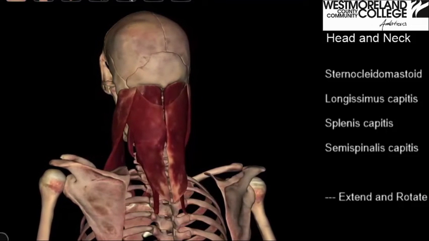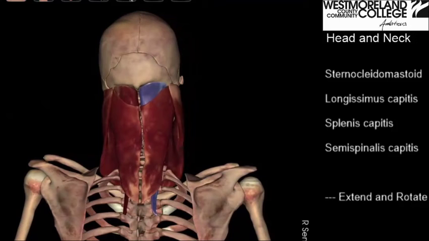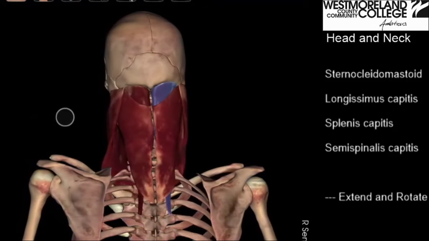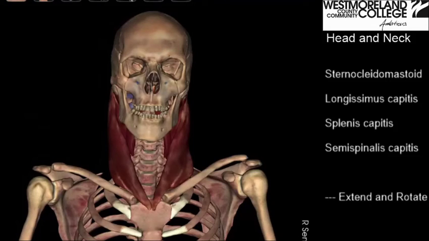So this would be involved in extending the head, along with this semispinalis capitis, which is deep to the splenius capitis. It has a very similar structure to it. It originates on the vertebral column and inserts on the occipital bone. So all of these muscles are going to extend and rotate based on their structure.